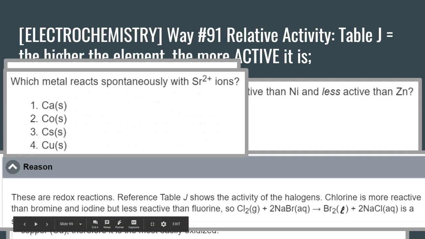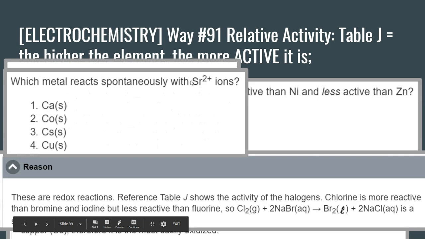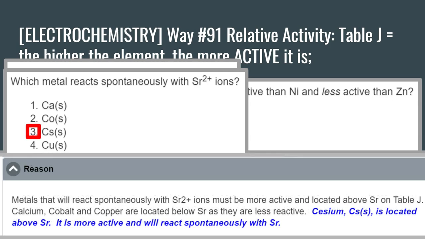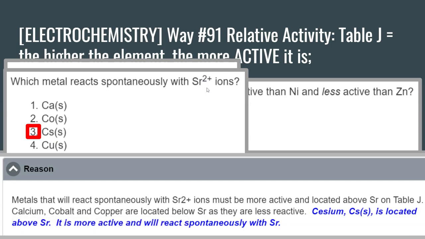Which metal will react spontaneously with strontium ions? So again, we're looking for a metal that is more reactive than strontium. When you look on table J, the only metal that fits that category is cesium. Cesium is located above strontium, therefore it is more reactive and will spontaneously react with strontium ions. So what will happen is cesium will get oxidized and transfer its electrons to strontium.